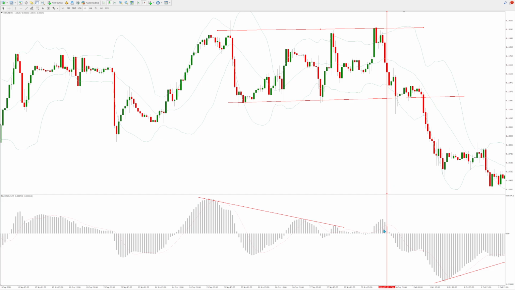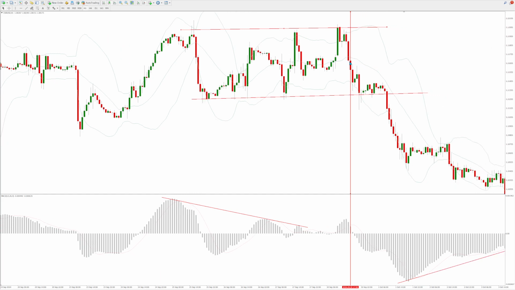Arguably here would have been an entry just because we can see the histogram bars are falling. It's falling below the signal line. We're on for looking at sell opportunities. However, with the bands, we haven't had the breakout yet of the lower band. So we're going to wait for that to occur. Have this pullback here.